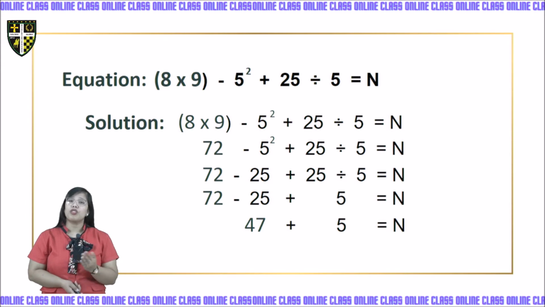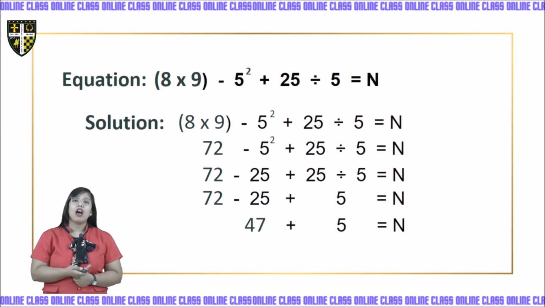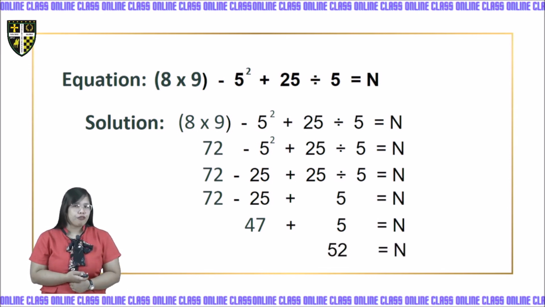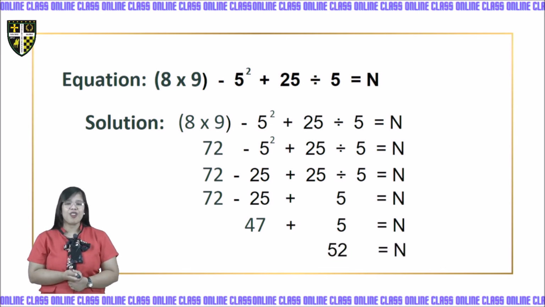And then we will just rewrite plus 5. So we have another equation of 47 plus 5 equals n. Now we will just add 47 and 5. We have 52 equals n. Very good, grade 4.